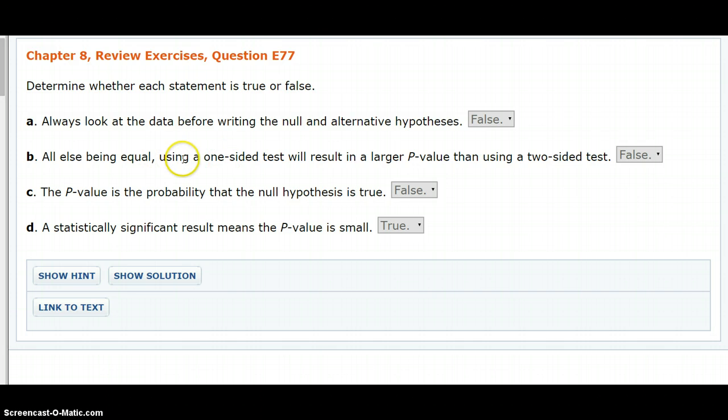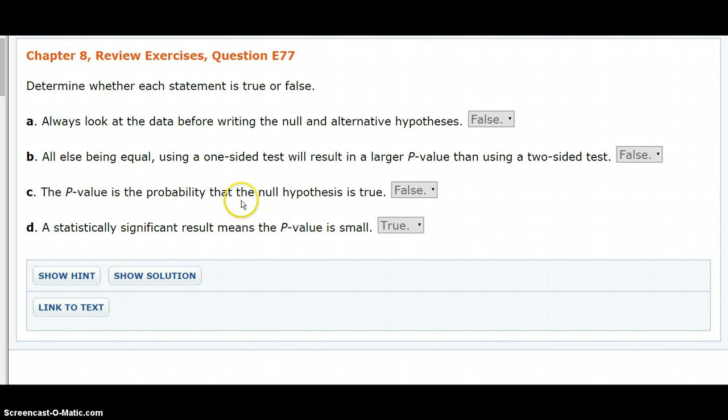All else being equal, using a one-sided test will result in a larger p-value than using a two-sided test. Okay, and that is false. So a p-value is not going to be affected by whether you're using a one-sided or a two-sided. What will be affected is your alpha level, so the level of significance, that alpha character. But the p-value itself is going to come straight from the data, so that's not dependent on your decision. Whereas one-sided, two-sided, those are things that refer to your decision. Those are kind of part of what you do before you collect the data even.